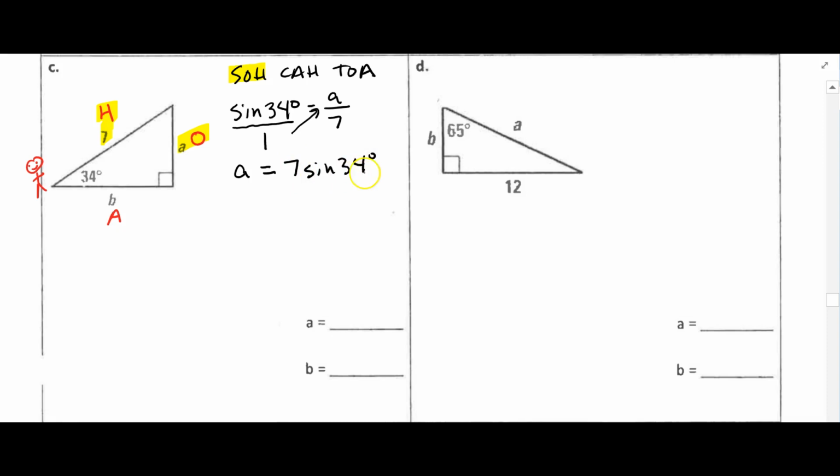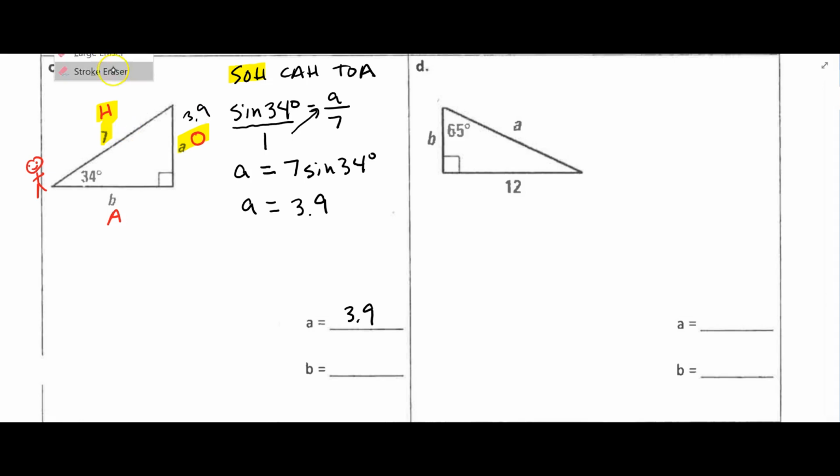Notice I put the 7 in front. If you enter it after on your calculator, if you're not careful with parentheses, you'll get the wrong answer. And again, to the nearest tenth, we get that A is 3.9. So that's 3.9.